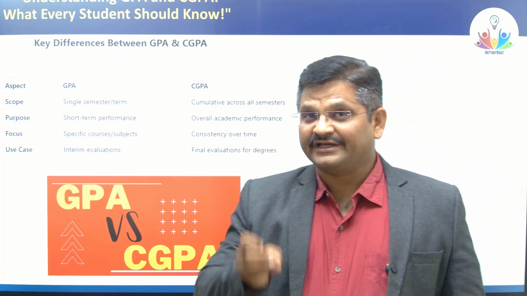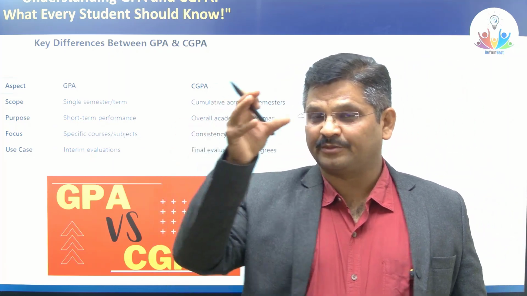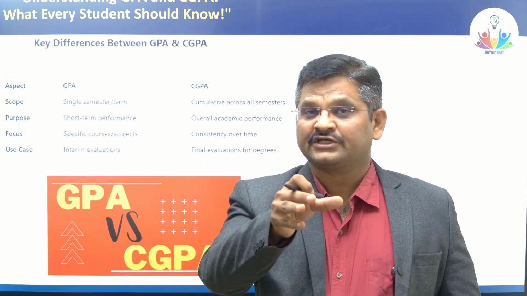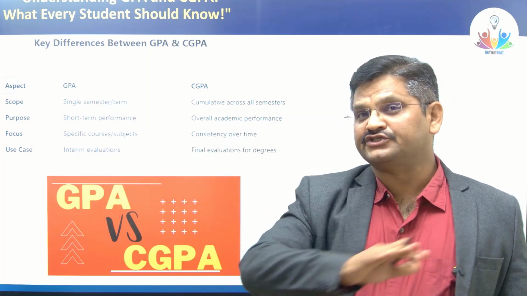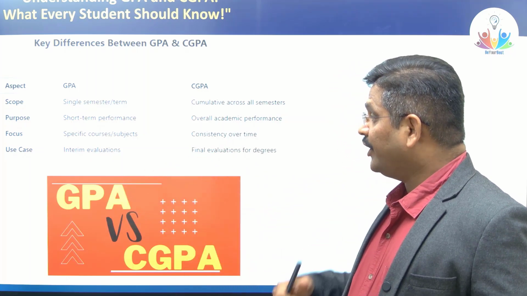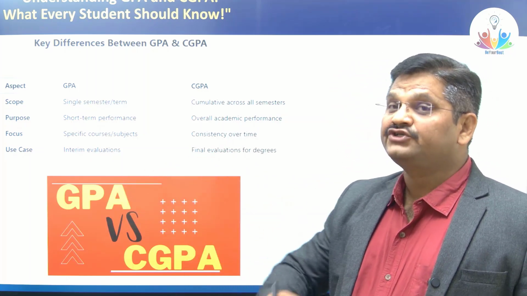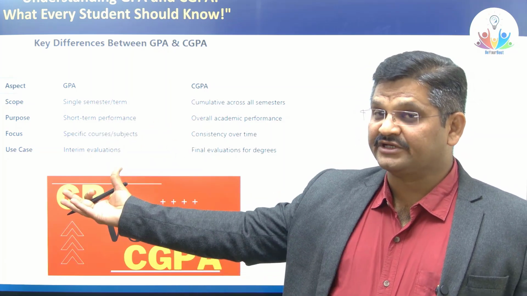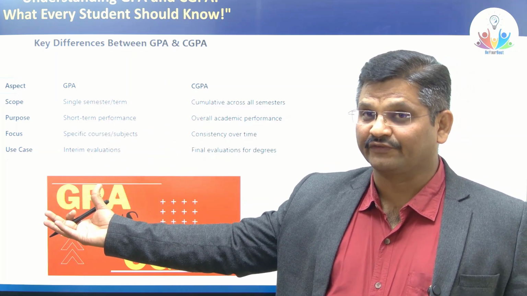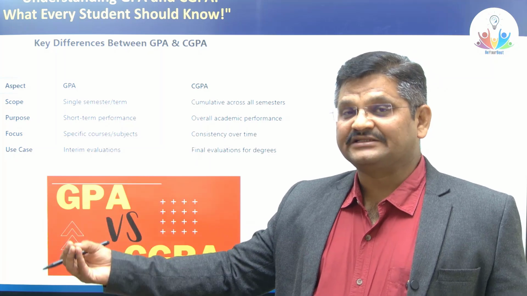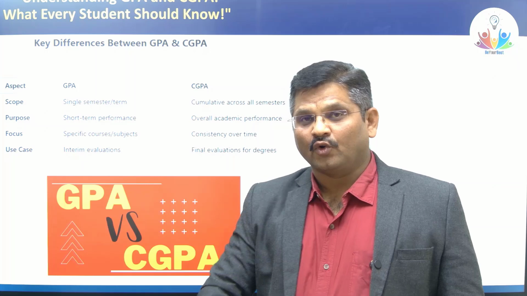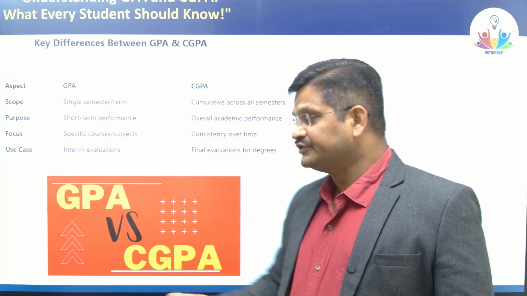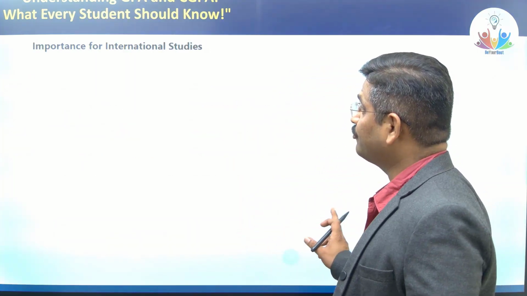The focus in GPA is only on particular subjects, particular courses, particular modules. But in the case of CGPA, it is consistency over time. When there is an interim evaluation, GPA will be considered. American universities value the overall as well as the cumulative GPA. In the final evaluation of the degree, considering performance throughout the degree, CGPA will play the most important role.